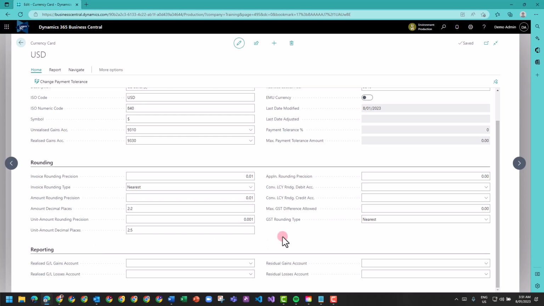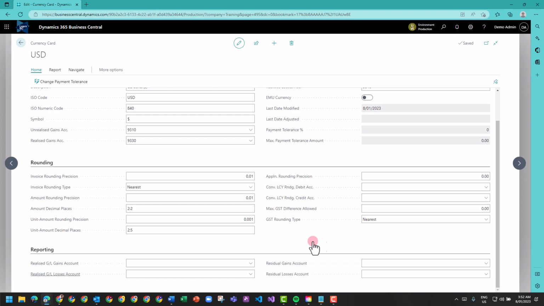So it's allowing us to effectively have precision behind what the data is feeding into this. You've got the application, rounding precision. You've got conversion, local currency, rounding, debit account, and credit account. The maximum GST difference allowed specifies the maximum GST correction amount allowed for this currency and the GST rounding type.